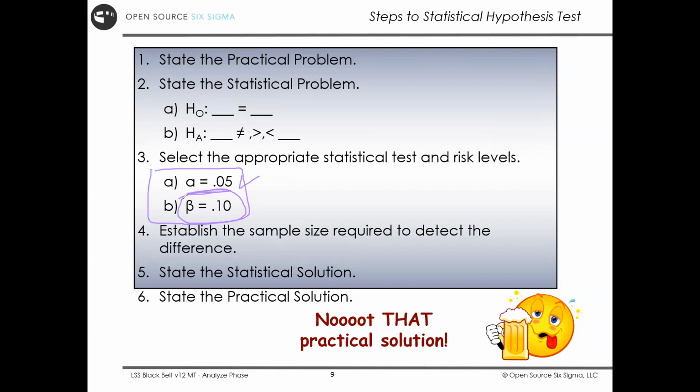Then you start your test, getting a p-value. The p-value will give you some statistical solution. Then you have to convert this into a practical solution, because people will not understand what you are saying. Reject the null and fail to reject the null is a statistical solution. You have to give them a practical solution they can understand: no difference, supplier 1 is better than supplier 2, we hit the target, we don't hit the target, and so on. So it is very important to convert the statistical solution into a practical solution.